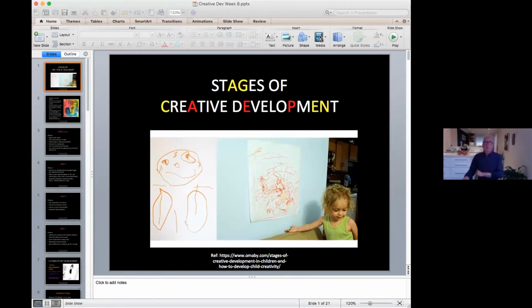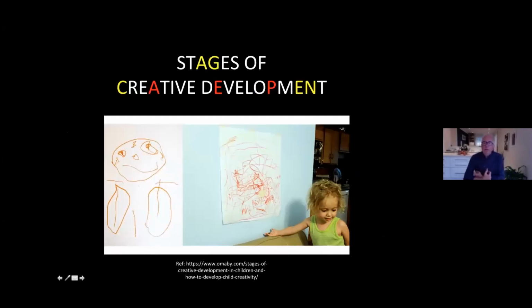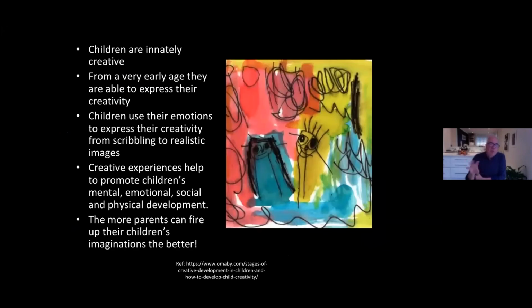Okay, so what we're talking about here is the stages of creative development. It's an important thing for parents to actually understand what your child goes through and the stages that they're doing. Now, what you have to remember to start off with is that children are really creative beings before we get there. You don't need to do anything. They're innately creative from an early age. They're able to express themselves.